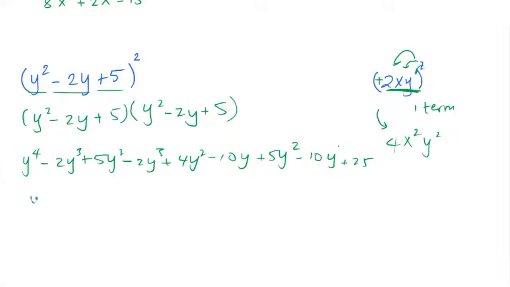Now we're going to add like terms. So there's nothing like y to the power of 4. So we have minus 2y cubed minus 2y cubed, so that's minus 4y cubed. Plus 5y squared plus 4y squared, so plus 5 plus 4 is plus 9y squared, plus 5, so that's plus 14y squared, and minus 10y minus 10y is minus 20y, and we have plus 25.